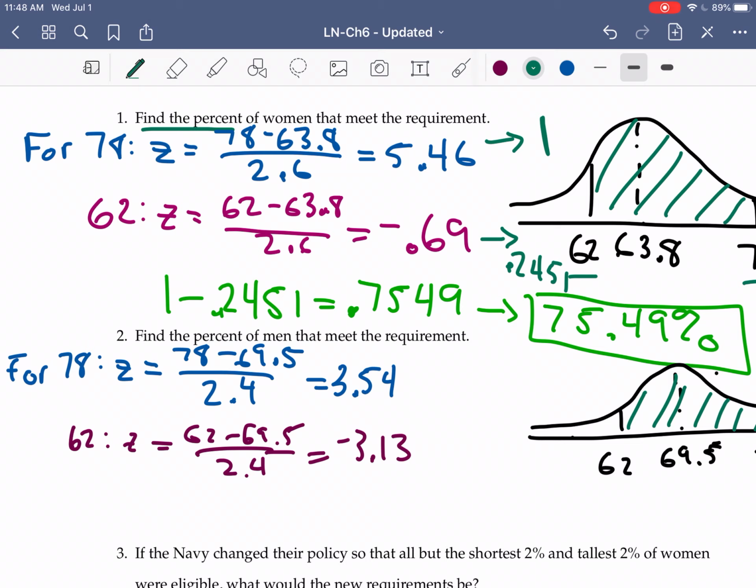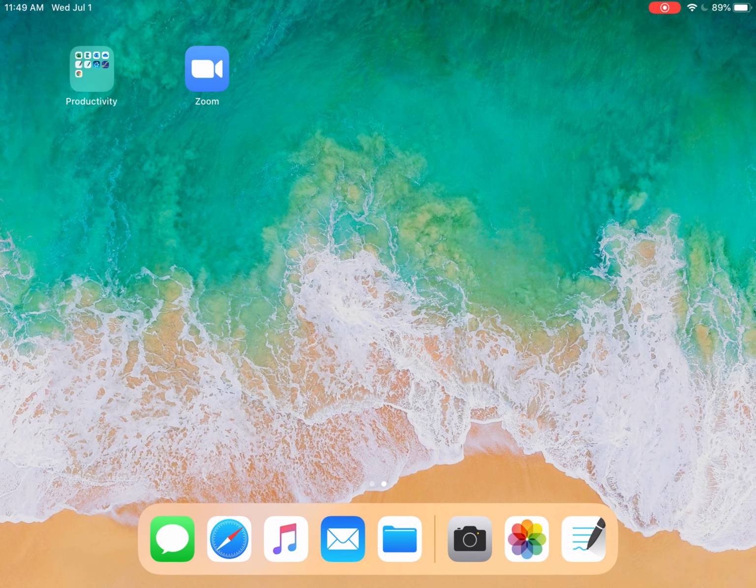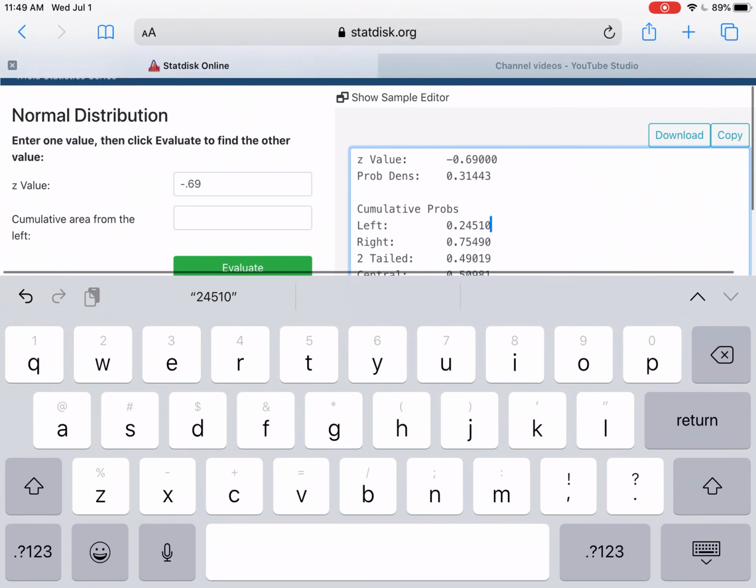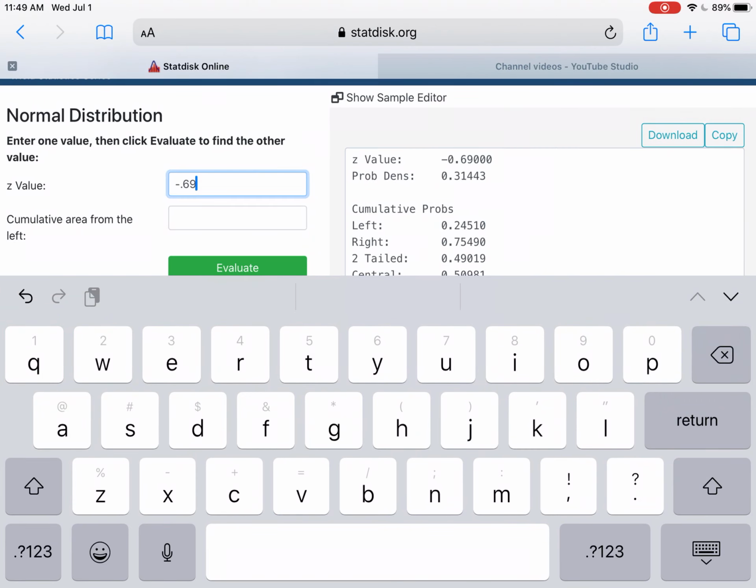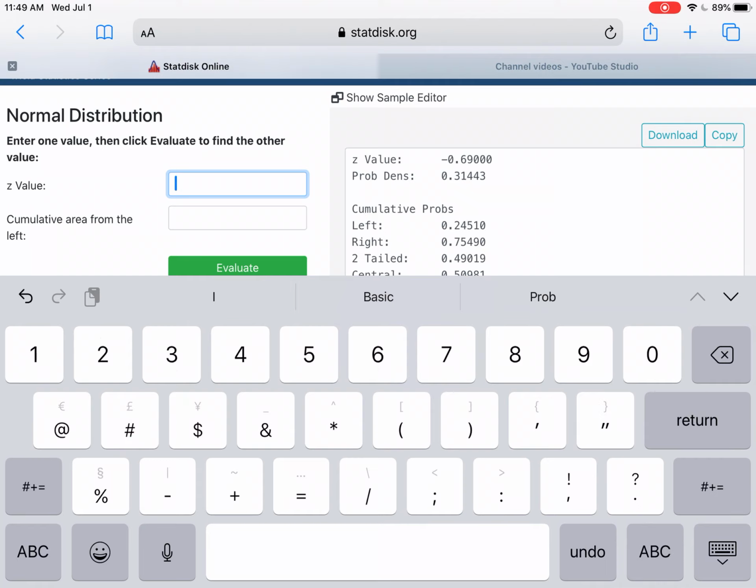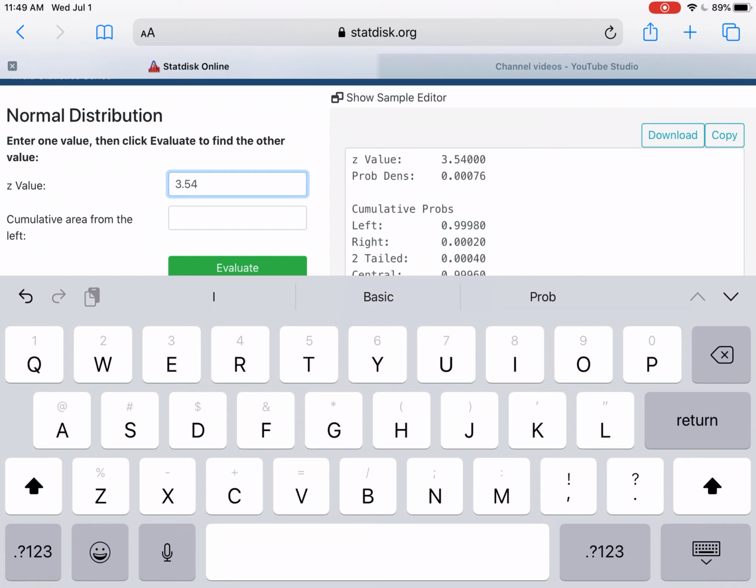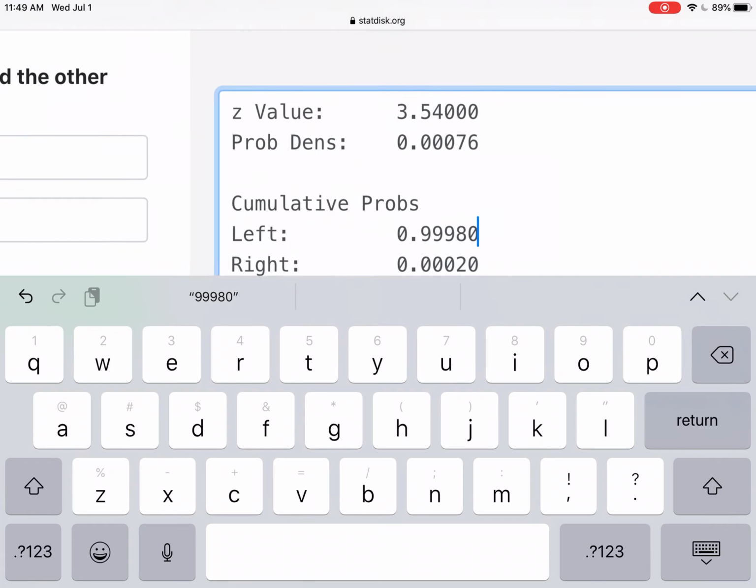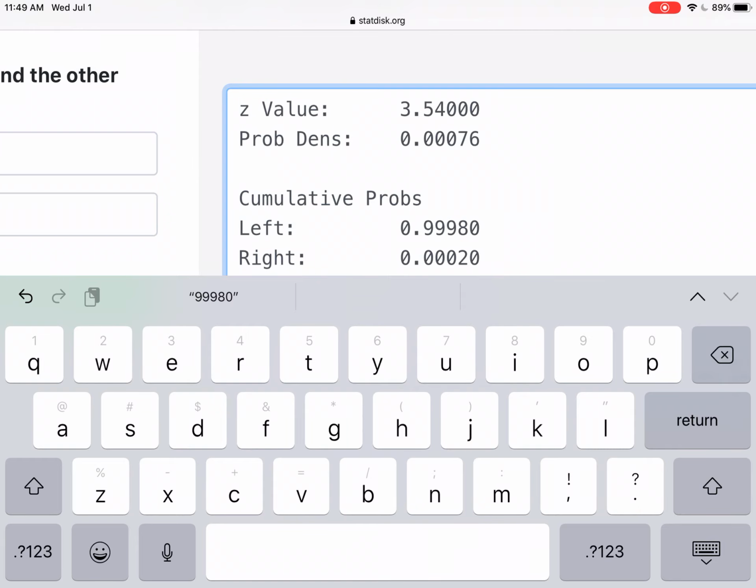And then we're going to take each of these and we're going to go to StatDisk. We will find the area to the left. Right? So these are z-scores. We won't ever subtract z-scores from each other. Here we're going to convert those to areas. We will subtract areas. Those are probabilities. So to the left of 3.54, we're going to enter in a z-value of 3.54. And when we do that, we have an area to the left, if we go 4 decimal places, 0.9998.